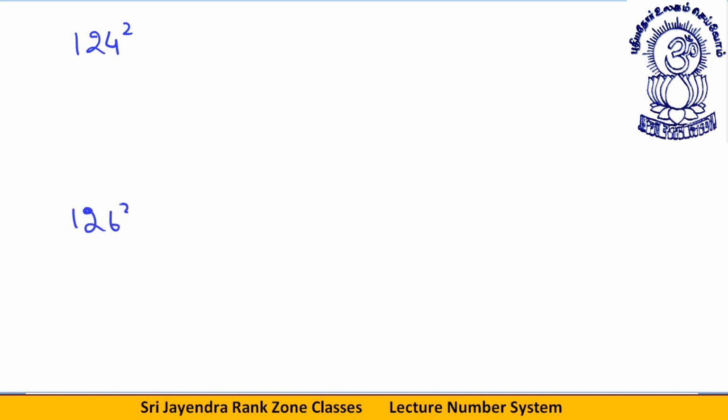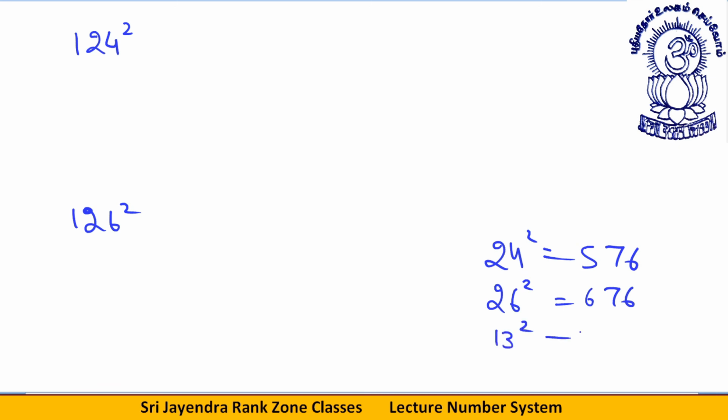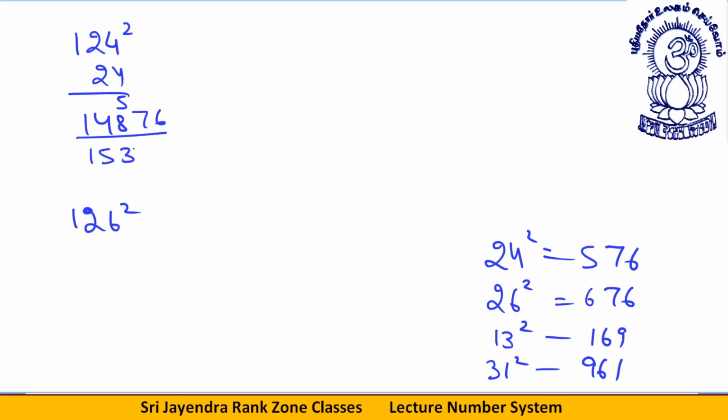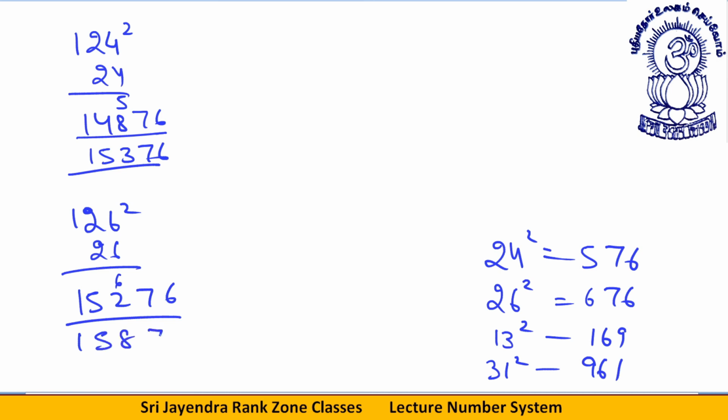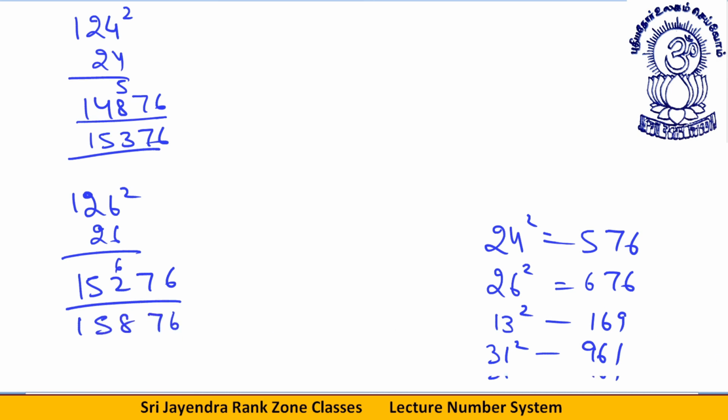I have already told you 24 square is what? 26 square is what? 100 more than this. 13 square is 169. 31 square is the reverse of it, 961. Let's do all these within very small time. Okay, 124, you add 24 to this, you get 148. Square of 24 is 576. What does it become? It becomes 15376. 126 square, you add 26, you get 152. Square of 26 is 676. What does it become? It becomes 15876. Okay.